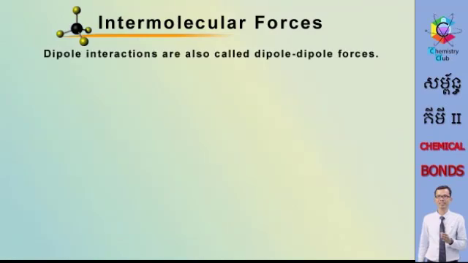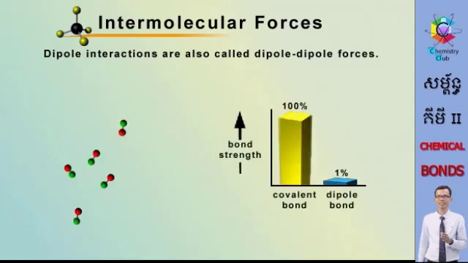Dipole interactions, also referred to as dipole-dipole forces, are related to the polar nature of molecules with permanent dipoles. The partial positive charge on one molecule is attracted to the partial negative charge on another molecule. At the same time, similar charges repel each other. Because of this, molecules arrange themselves in such a way as to maximize the attraction and to minimize the repulsion. The strength of dipole interactions is only about 1% of the strength of a typical covalent bond.